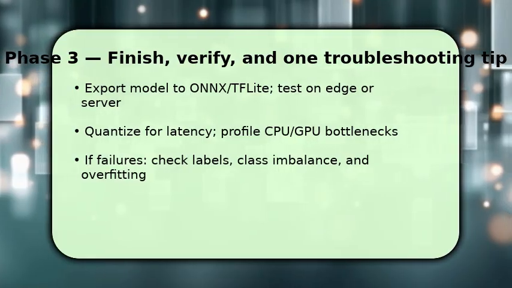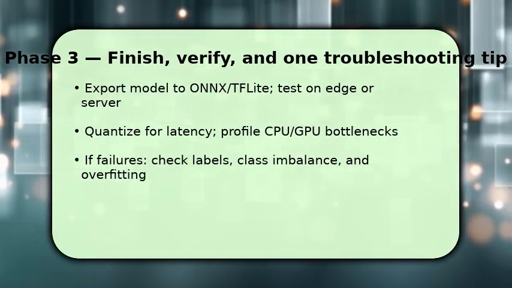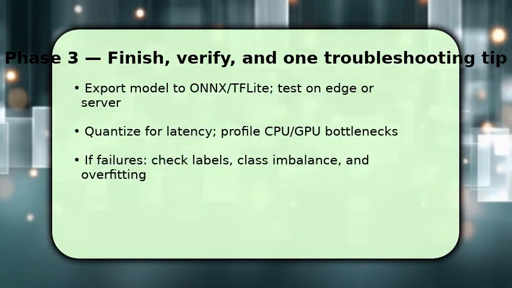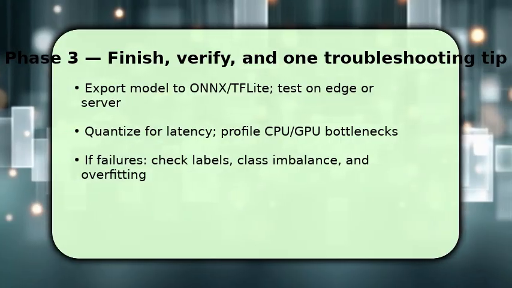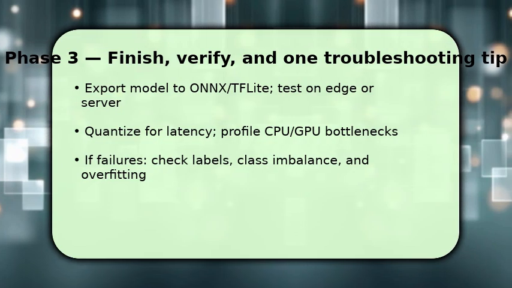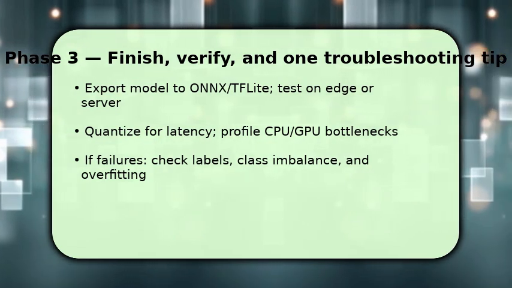Make sure to run real-world tests and collect failure cases to loop back into training. If performance drops in production, check label quality, class imbalance, and signs of overfitting. Retrain with more data or stronger augmentations to fix recurring errors.